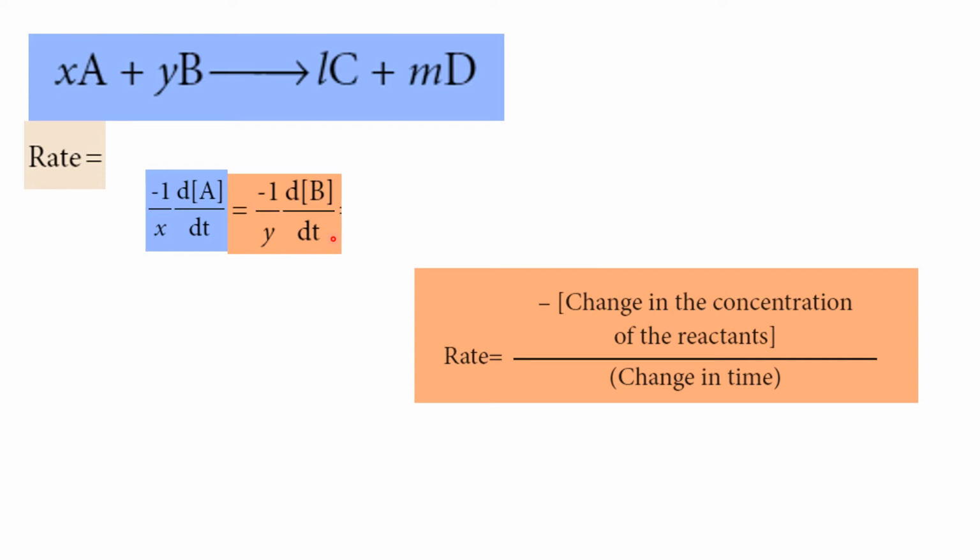For C, a product, there is no need to put the minus sign, so here plus only. So 1 divided by l, change in the concentration of C with respect to time. Like that for D, 1 divided by m, the change in the concentration of D with respect to time.